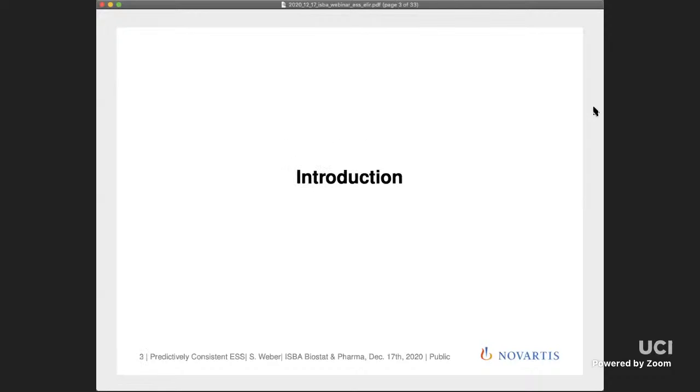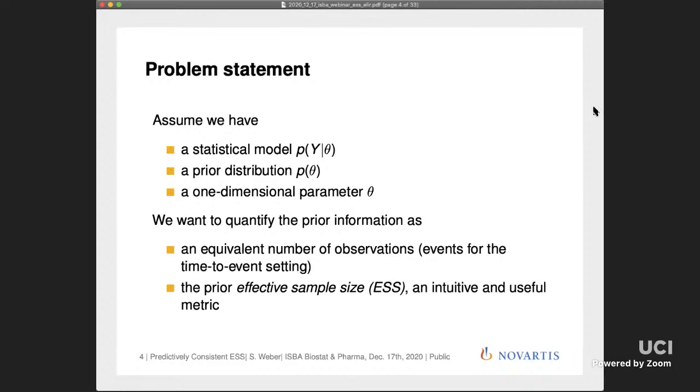Okay, so let's start. So the problem statement looks actually very simple, although it turns out it's not quite as simple. So assume we have a statistical model, so some data likelihood P of y conditional on some parameter theta. And we have a prior distribution for that parameter, and it's actually just a one-dimensional problem. We only have a single parameter to worry about.